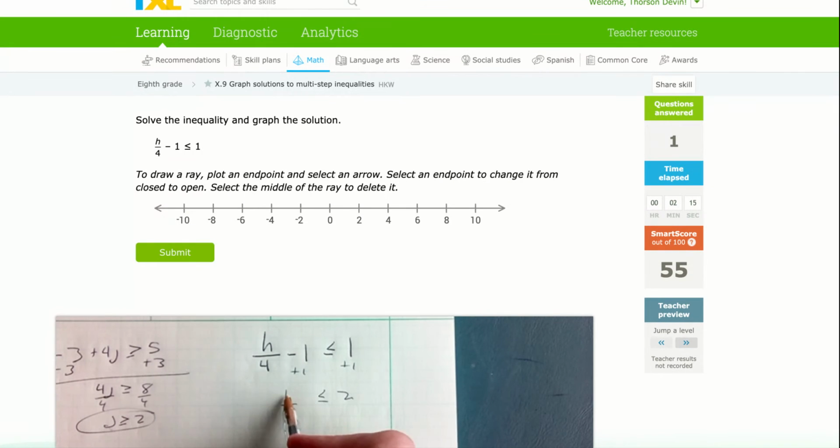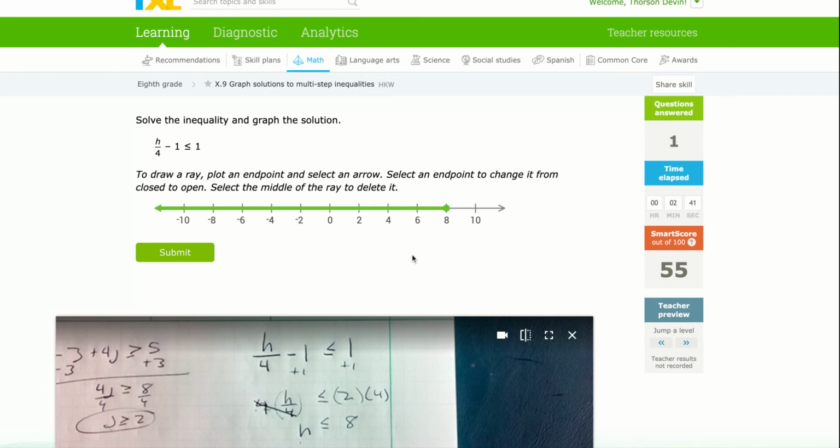And then I'm going to multiply both sides by, not 2, by 4, because that's going to eliminate this denominator of 4, leaving just an h. Since I multiplied by a positive value, I do not change the inequality symbol, and I get h is less than or equal to 8. So I go here to 8. Less than is like 6, 5, 4, 3. I go all the way out here. Again, there is an equal sign underneath the inequality symbol, so I leave that point filled in.